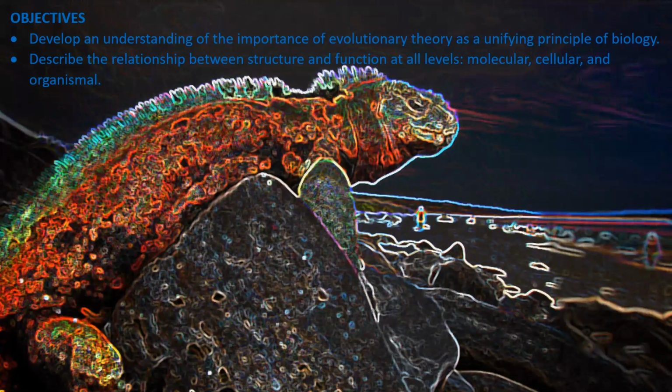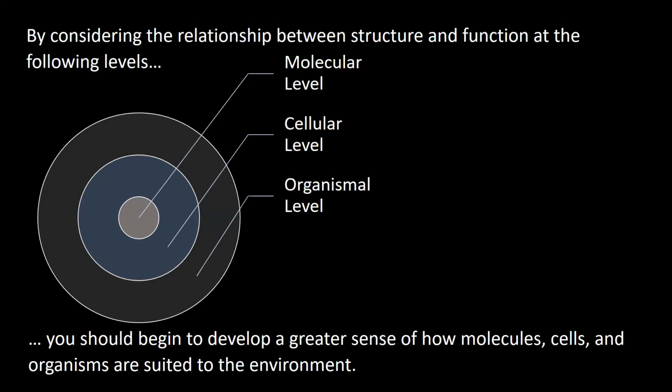During the presentation, you will begin to uncover the following objectives for this unit. You will develop an understanding of the importance of evolutionary theory as a unifying principle of biology. You will be able to describe the relationship between structure and function at the following levels: molecular, cellular, and organismal. By considering the relationship between structure and function at the molecular, cellular, and organismal levels, you should begin to develop a greater sense of how molecules, cells, and organisms are suited to the environment.